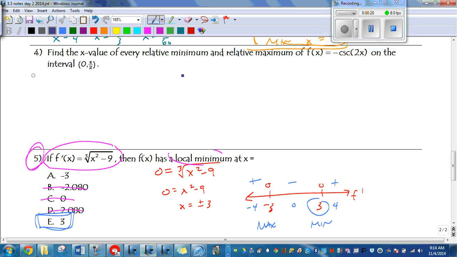So let's go ahead and figure out our critical values first by finding the derivative. What's the derivative of cosecant? Negative cosecant cotangent. So with a negative out in front of there, times that negative, we're going to end up with cosecant of 2x times cotangent of 2x. And then we have to multiply by the derivative of the inside. We're using chain rule here. Derivative of 2x is just 2, so I'm going to put that out in front. And we want to know when is this equal to 0.